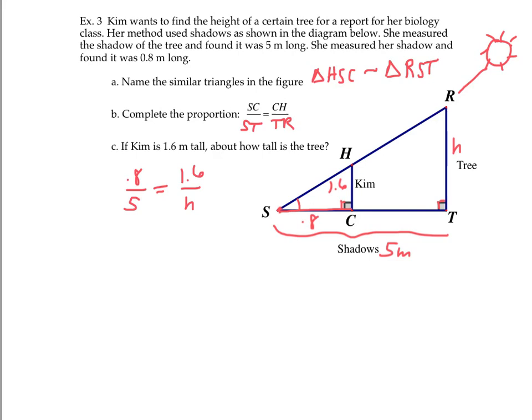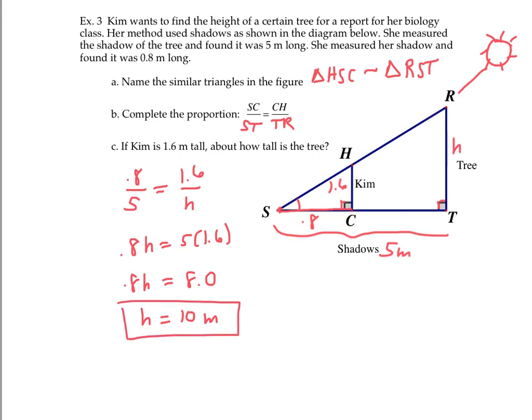Okay, cross multiply to solve the proportion. We get 0.8H is equal to 5 times 1.6. So we have 0.8H is equal to 8.0. And when you divide by 0.8, we get the height is equal to 10 meters. So again, indirect height. That means we're solving for a height that's hard to measure. So in this case, our use of similar triangles helps us out.